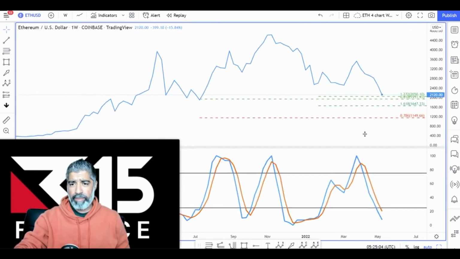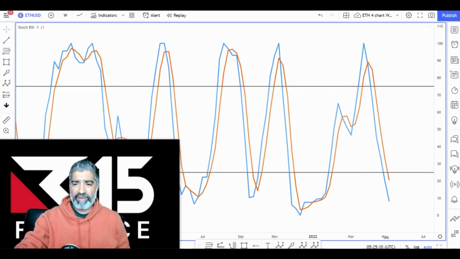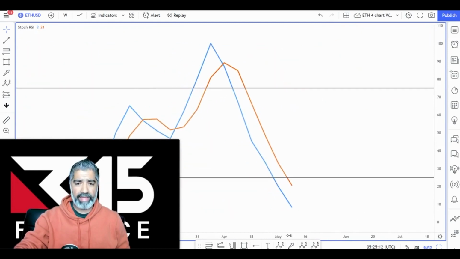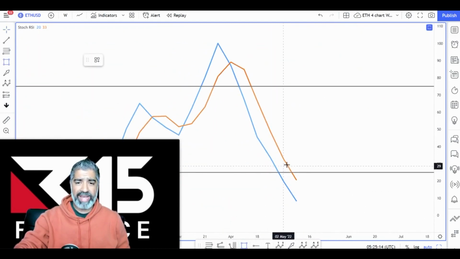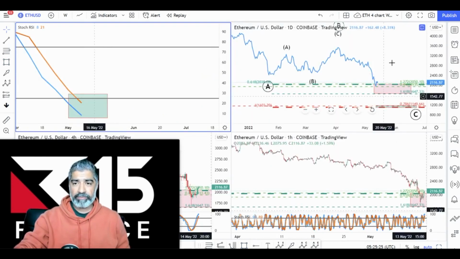So what I'm basically looking at over here is the momentum of Ethereum on a larger degree time frame. The larger degree time frame is the weekly. And when the red and the blue line are below this black line, that's a term called oversold, meaning that the downside should be coming towards an end, so the downside should be limited.